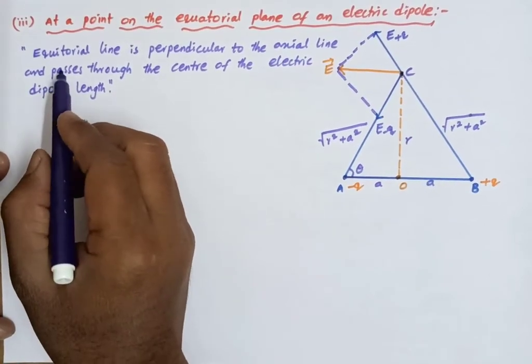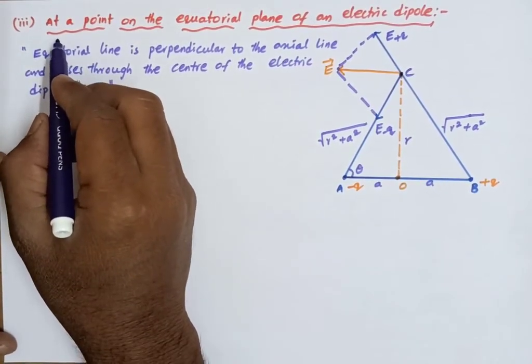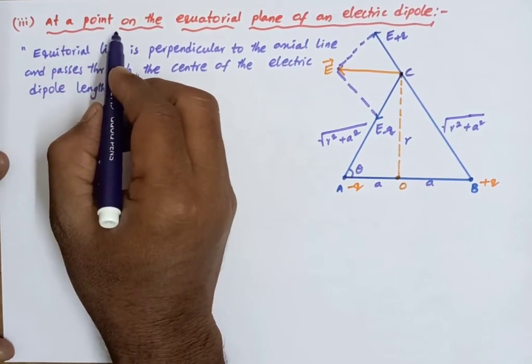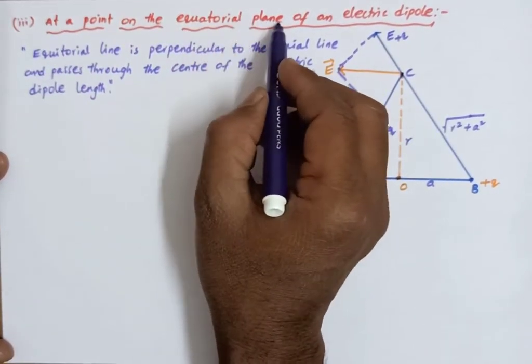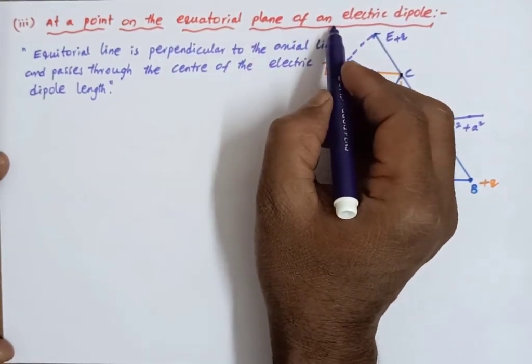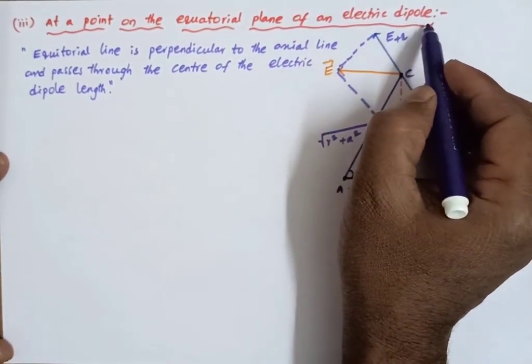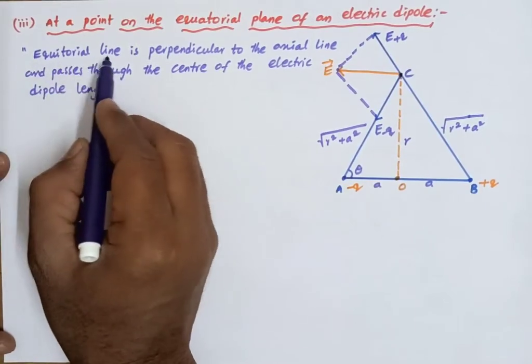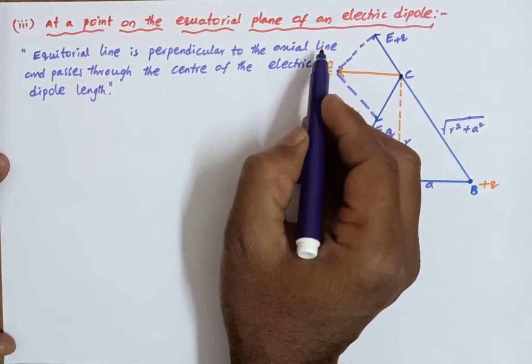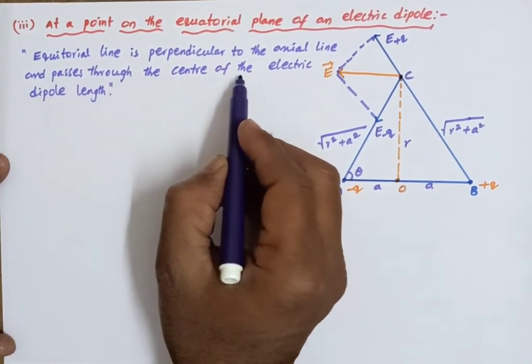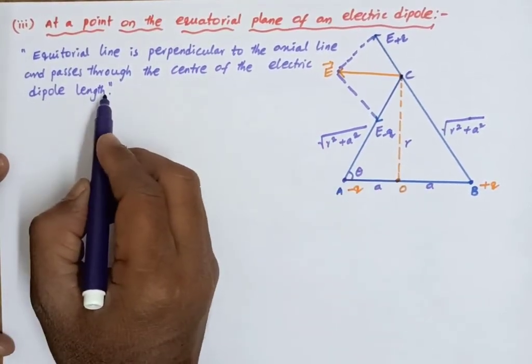Yes, our next topic is electric field strength at a point on the equatorial plane or equatorial line of an electric dipole. So what is the equatorial line? The equatorial line is perpendicular to the axial line and passes through the center of the electric dipole length.